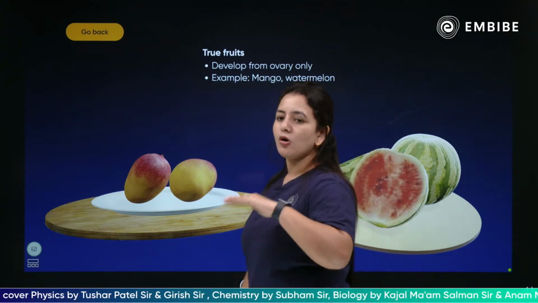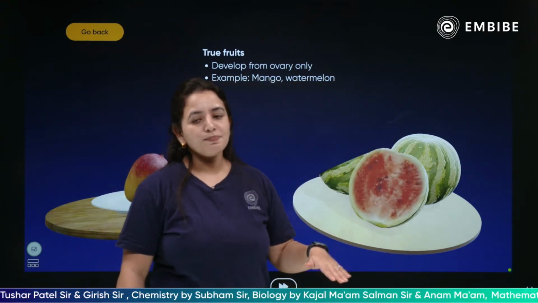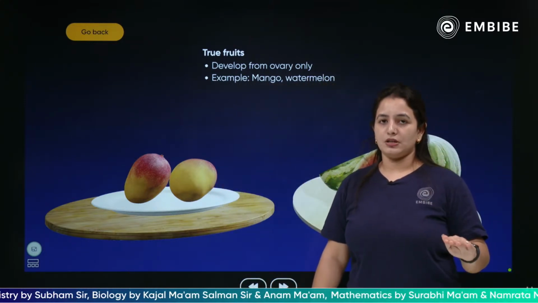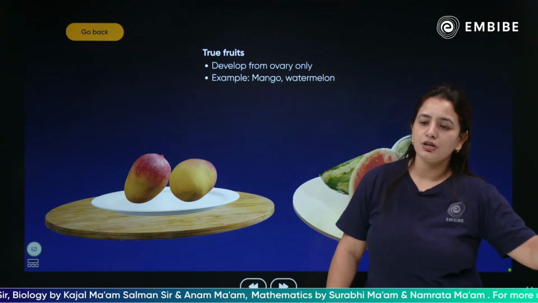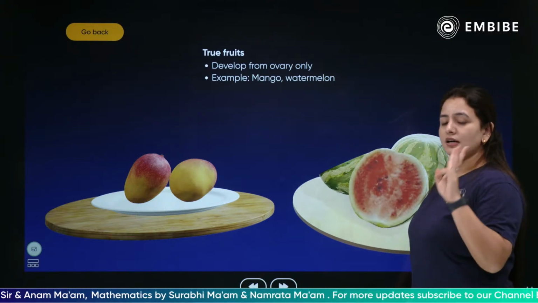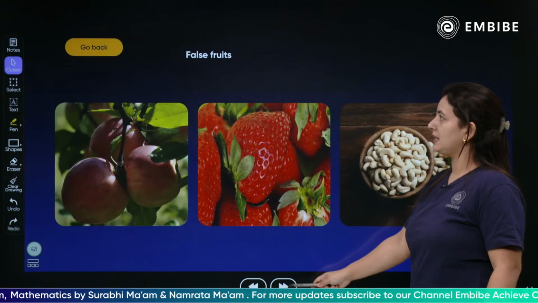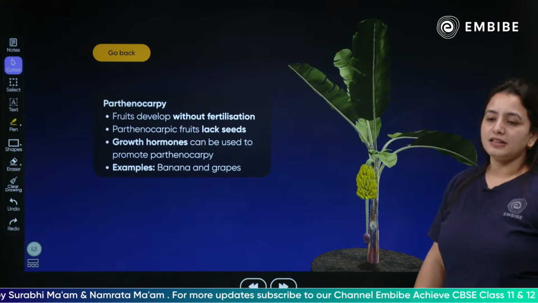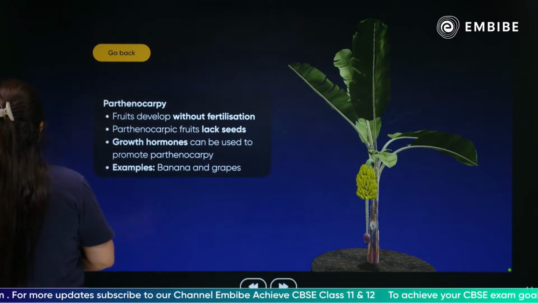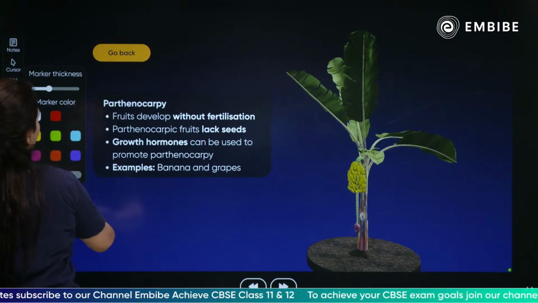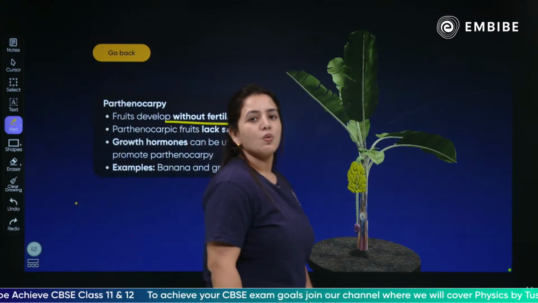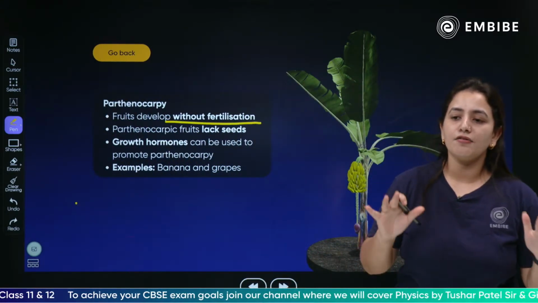So in a false fruit, the whole thalamus is converting into the fruit. In a true fruit, the ovary is being converted into fruit. Thalamus is involved in the fruit formation of false fruits, while the ovary is involved in true fruits. There is a third kind of fruit called parthenocarpy. Yes, there are certain fruits which are formed without the fertilization.